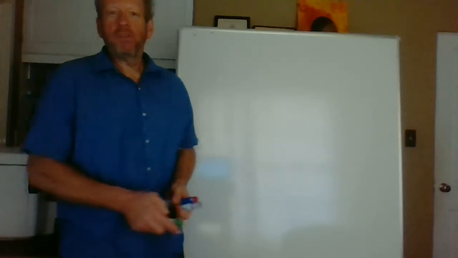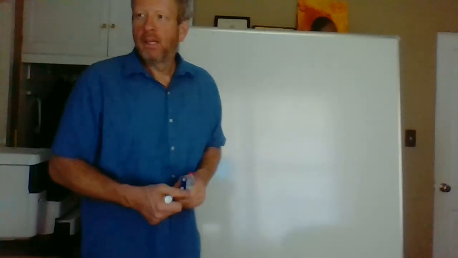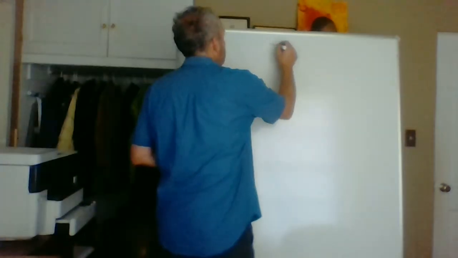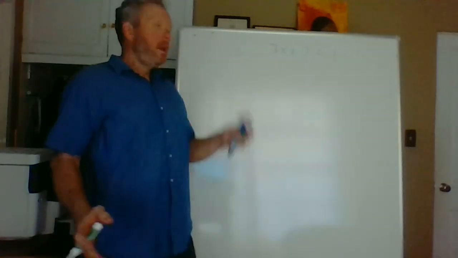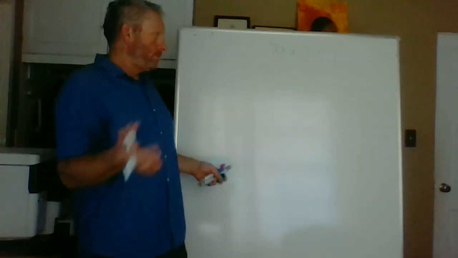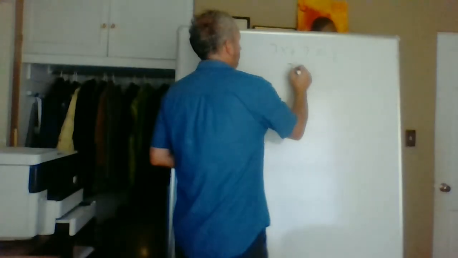Okay, so let's start with question one. Sorry, I have to look off here and read it. 3x plus 7 equals 1. Maybe the most straightforward kind of problem there is. So subtract 7 from both sides.